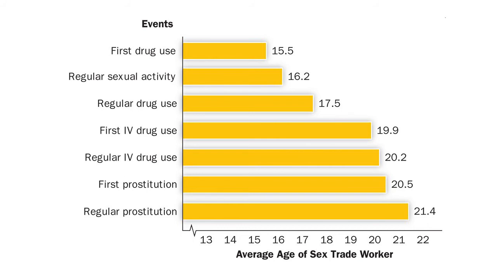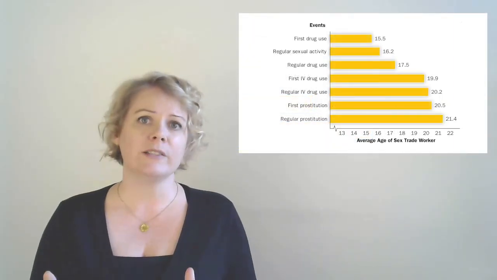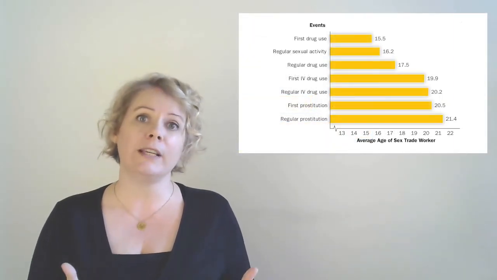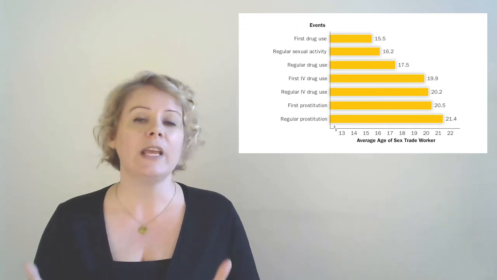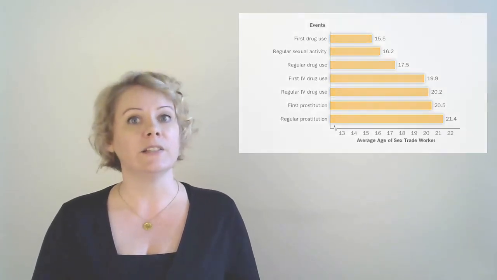Similarly, their first sexual activity was often around age 16, but their first act of prostitution was often around age 20. So very often, what ends up happening is that women who are already engaged in, quote, risky behaviors end up doing them professionally. Very often, prostitutes get into sex work to support their drug habit.